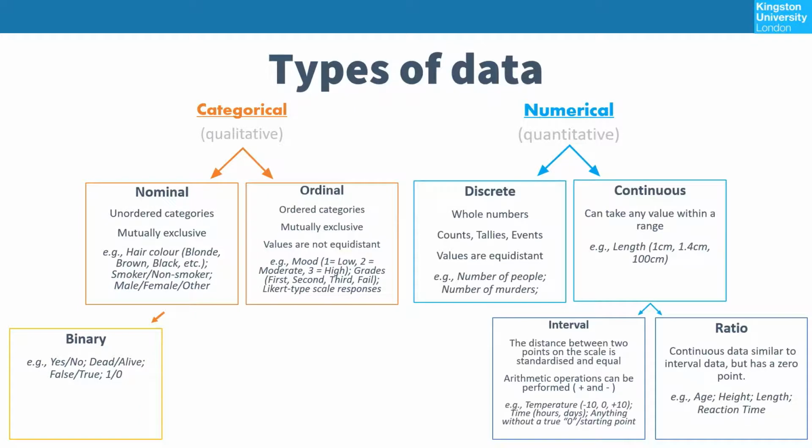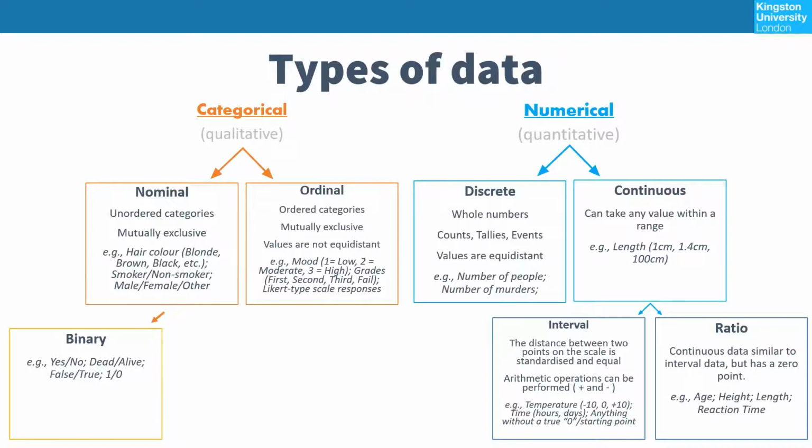When considering numerical data, we say that discrete data refers to whole numbers, things that can be counted, tallied, or quantified in terms of physical events, and the values themselves are equidistant. So we can say that a tally of 5 is half as big as a tally of 10. While continuous data refers to any data that can take a value within a particular range. So for example, length, where you can have any range between 0 and infinite, they can take any point in between those. So you could have 1 centimeter, 1.4 centimeters, 100, a kilometer, it doesn't really matter.